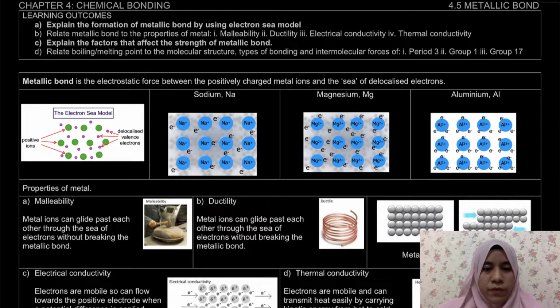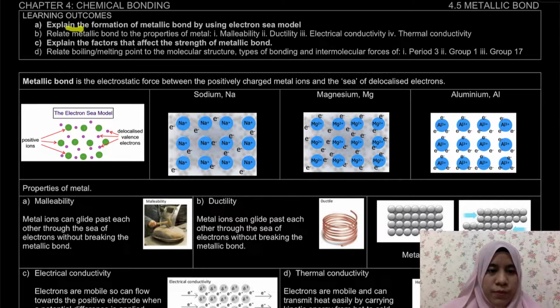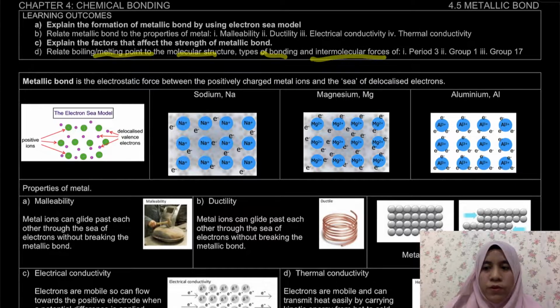So here, first what we're going to look at is to explain the formation of metallic bond by using the electron sea model, and then we're going to relate the metallic bond to the properties of metal, which is malleability, ductility, electrical conductivity, thermal conductivity, explain the factors that affect the strength of metallic bond, and relate the boiling or melting point to the molecular structure, type of bonding, and intermolecular force.